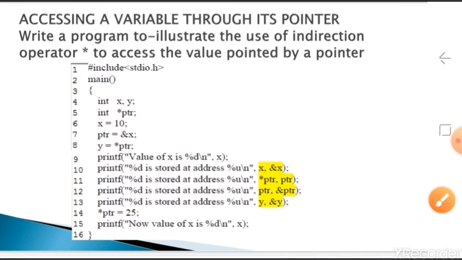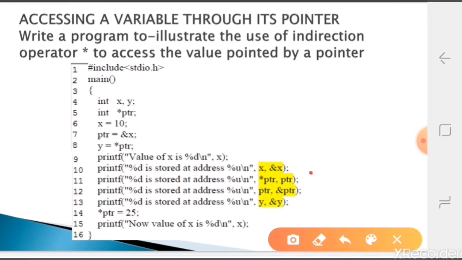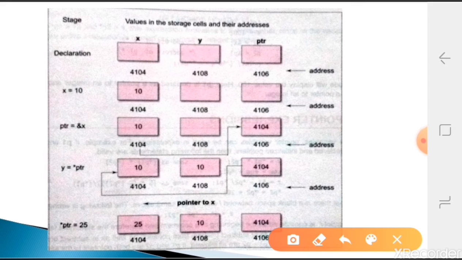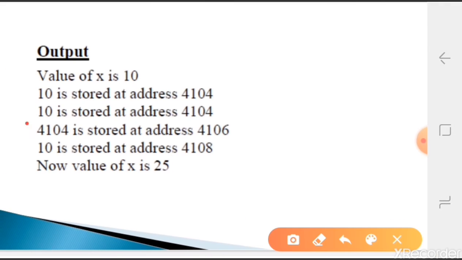Now the next printf statement, we print *ptr and ptr. *ptr means take the ptr value, go to that address, and take the value at that address. Here the ptr value is 4104, go to that address, take that value. So it will display 10 again.